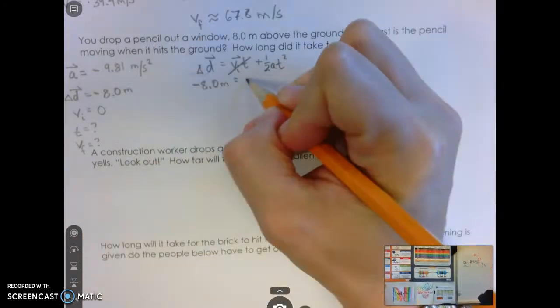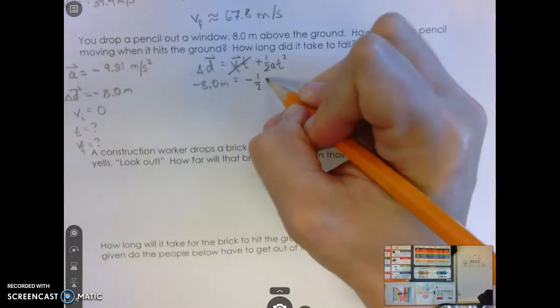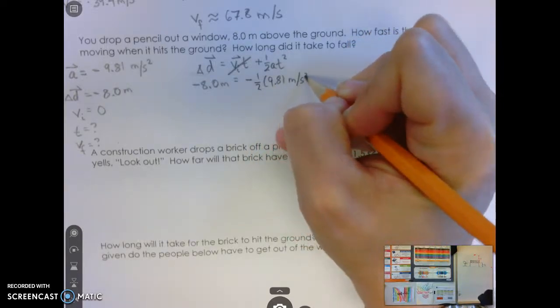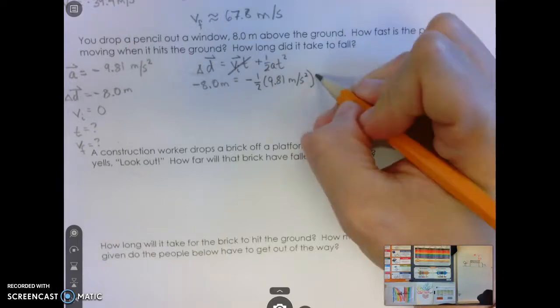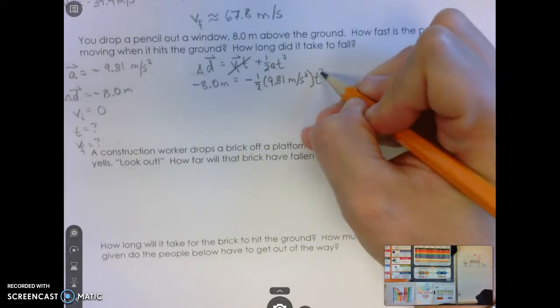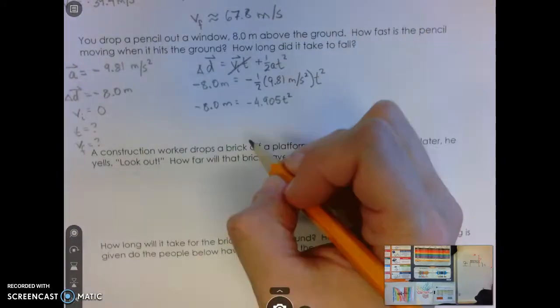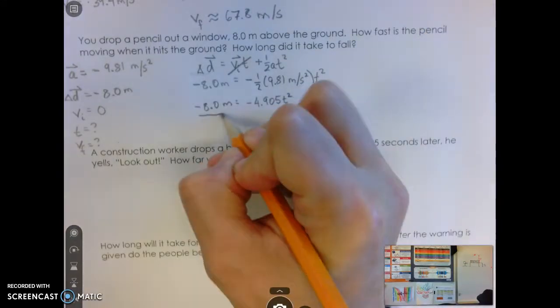Acceleration is negative 9.81. Check your units. Meters per second squared. Multiply these numbers out. Will you need a square root before you're done? Yes, you certainly will. Don't be careless with your algebra.